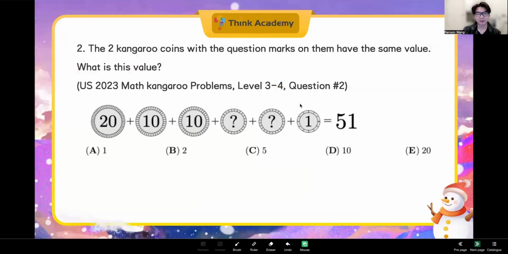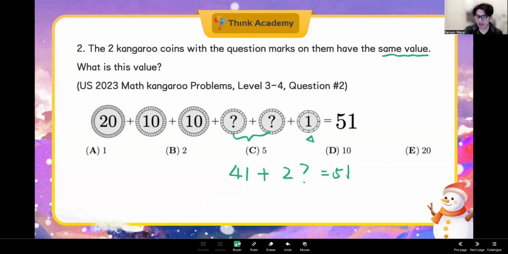Okay, so now let's move on to the second question. The two kangaroo coins with the question marks on them have the same value. So what is this value? This one is pretty basic. You have two coins with the same value, and in order to figure it out, we're going to make this expression. Over here, 20 plus 10 plus 10 is already 40. And then don't forget we also have 1 on the right side. So that's in total 41, which means 41 plus 2 times the question mark is equal to 51, right?